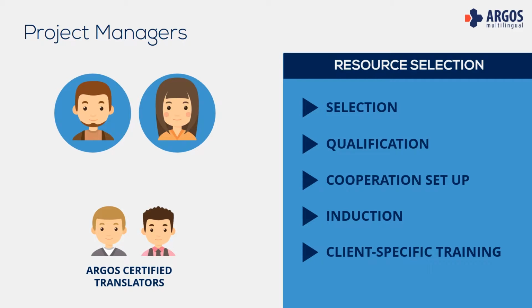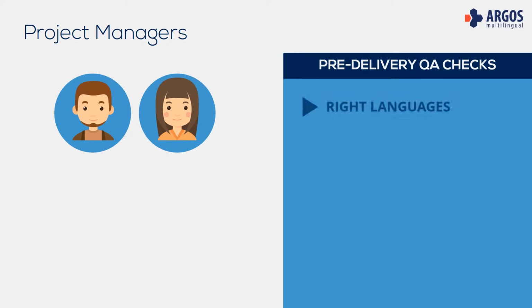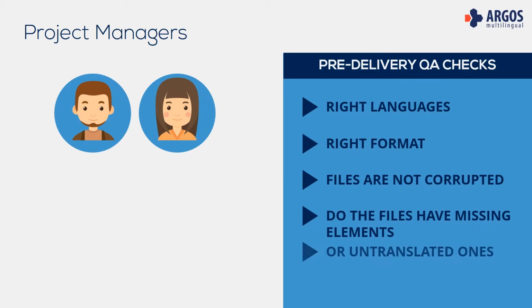Besides selecting and monitoring the translators for a particular project, project managers are also responsible for running pre-delivery QA checks. These automated checks are completed to ensure that the package of translated files for the client are in the right languages, right format, are not corrupted, missing, or have untranslated elements. With automated checks in place, project managers can focus on managing the quality of translators.